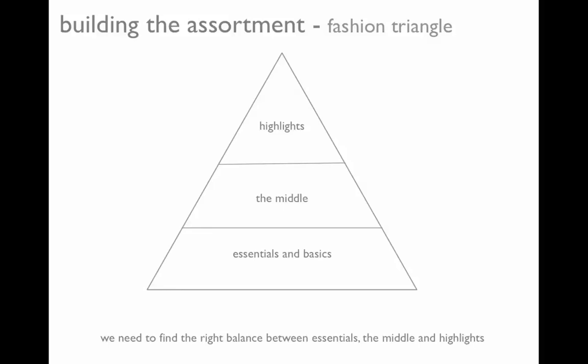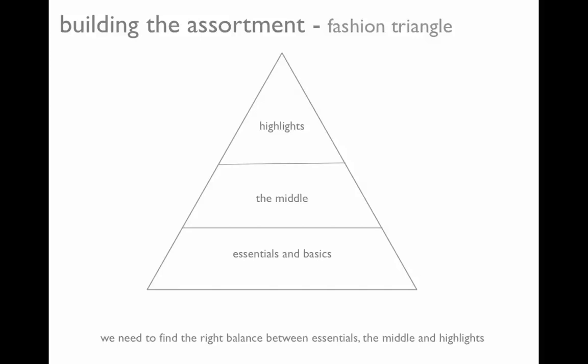So in terms of building the assortment from the bottom of your triangle, where you've got your essential pieces, your basic products, your cash cows in this example, building up towards the middle where you would have your main bulk product, your main product that's kind of stable, and then at the peak, the fashion triangle, you would have your highlights. So they would potentially be your question marks with maybe some of your stars in there as well.